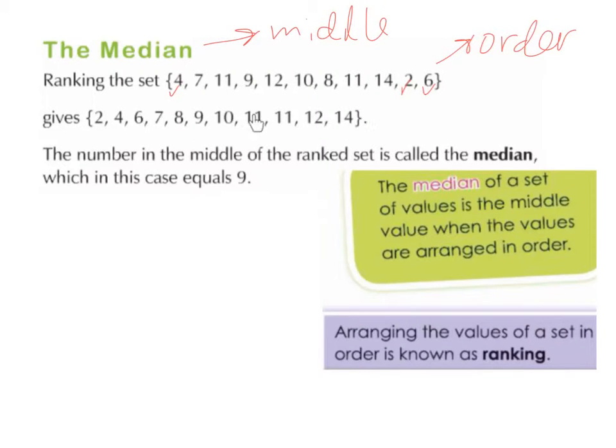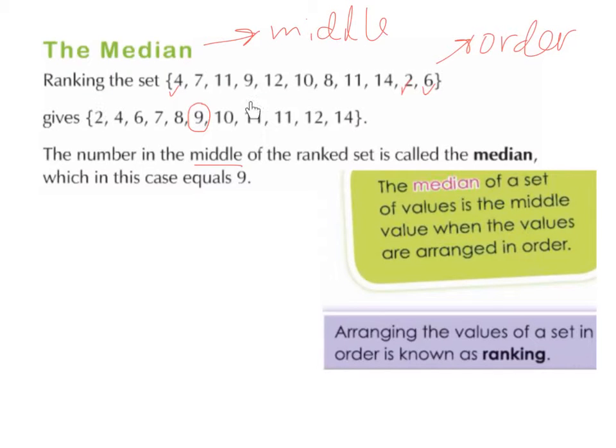Either way, we end up with this list of numbers, and we're interested in the middle number. The number in the middle of the ranked set is called the median, which in this case is 9. We check by having a look at the amount of numbers to the left of it. We've got 1, 2, 3, 4, 5 numbers to the left, and 1, 2, 3, 4, 5 numbers to the right. So 9 is definitely the middle number.